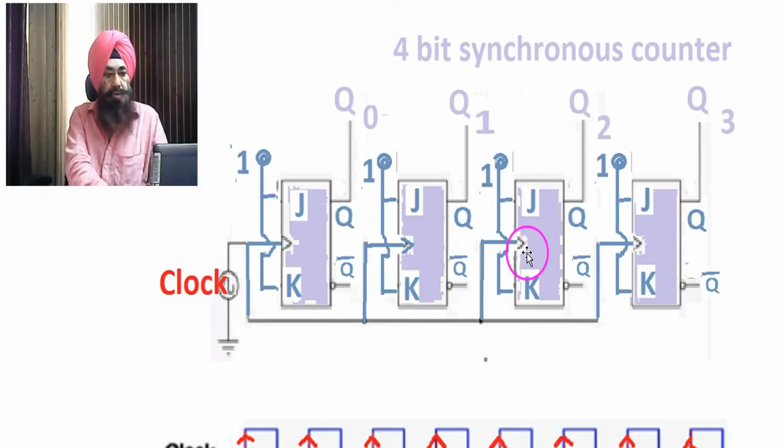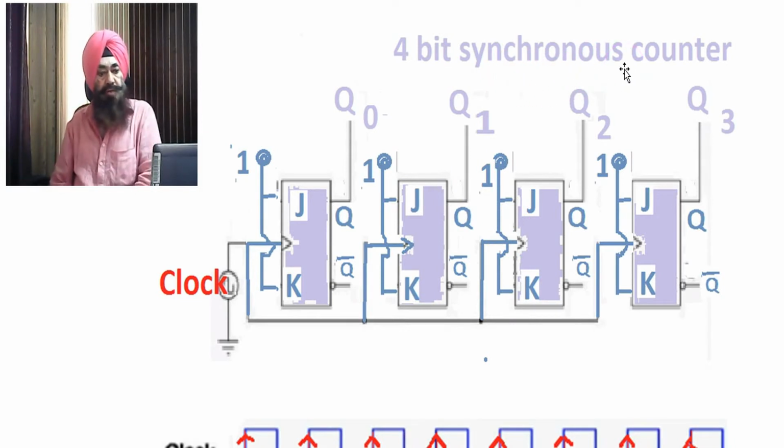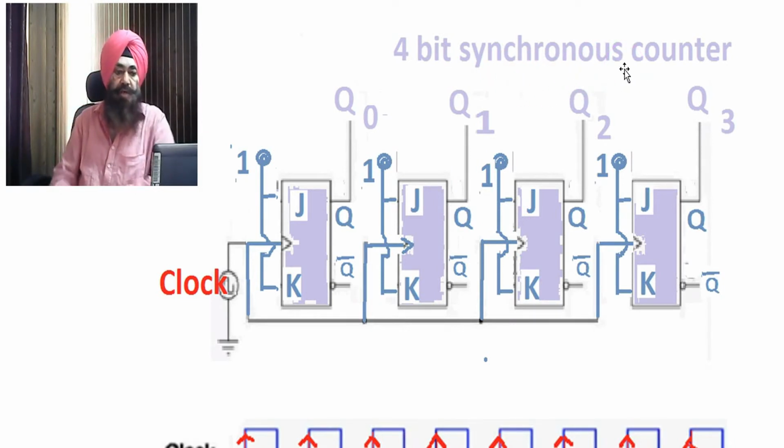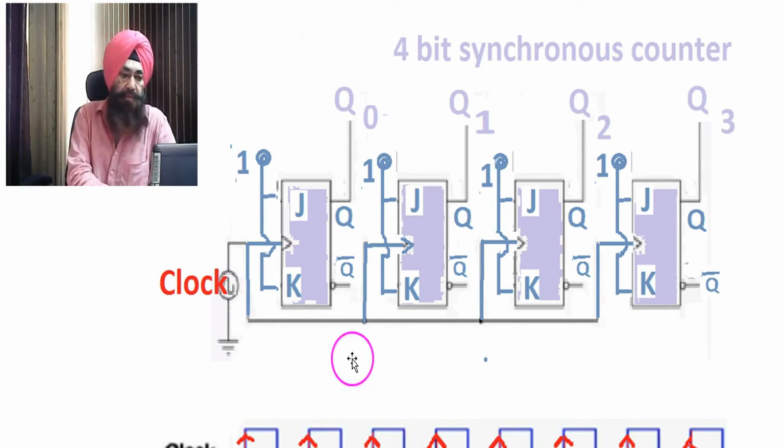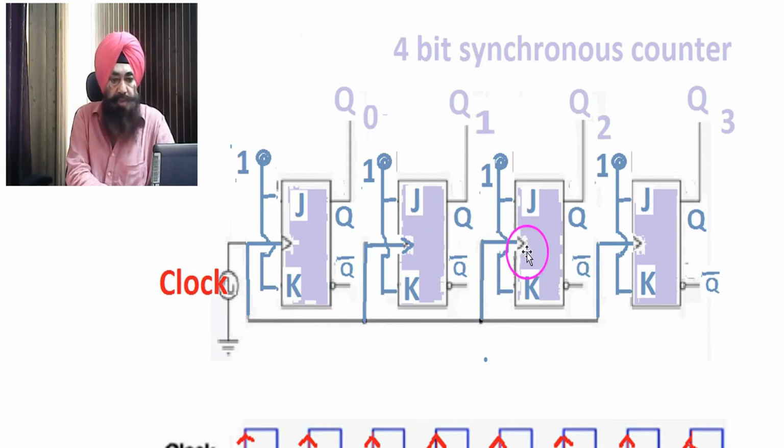So here it is a 4-bit synchronous counter. This is called synchronous because the same clock is applied. Same clock means, like, this is a clock. The same clock is applied to flip-flop number 1, to the second, to the third, and to the fourth. And there are 4 flip-flops, that's why it's 4-bit. Same clock means synchronous counter.